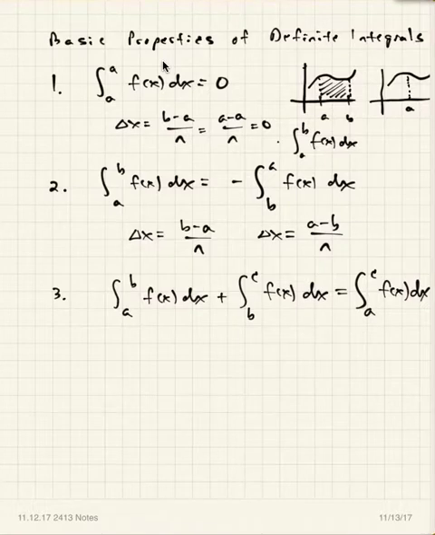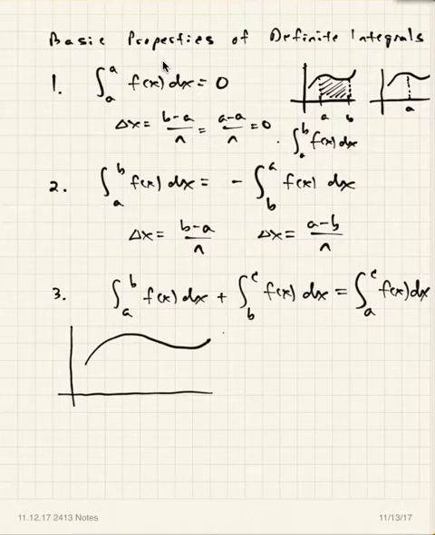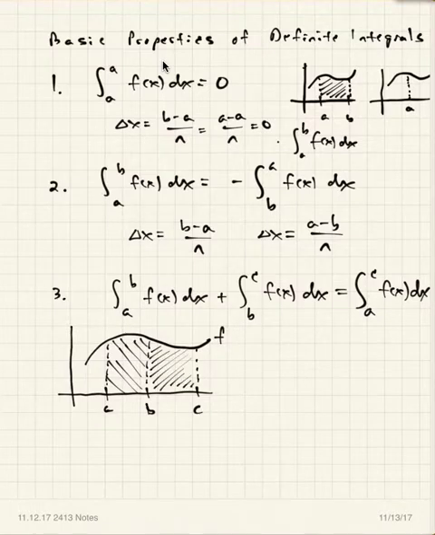Now this property seems to make sense if you think about this picture. If you're looking at the function f, here's a, here's b, here's c. It makes sense that the last integral is the integral from a to c. The first integral is from a to b, so it gives you the area of this region that I just shaded. The second integral from b to c gives you the area of this region, and it makes sense that if you add those two together, you get the area of the big region.